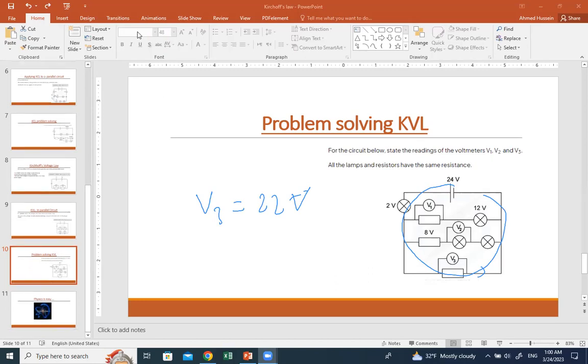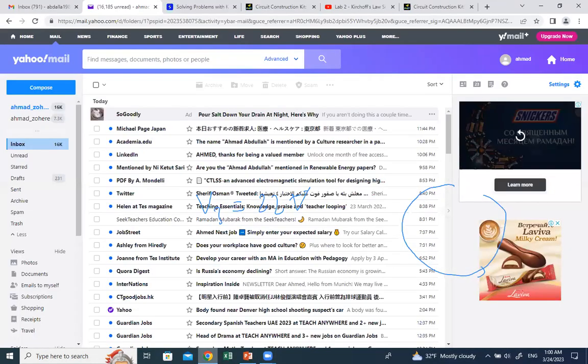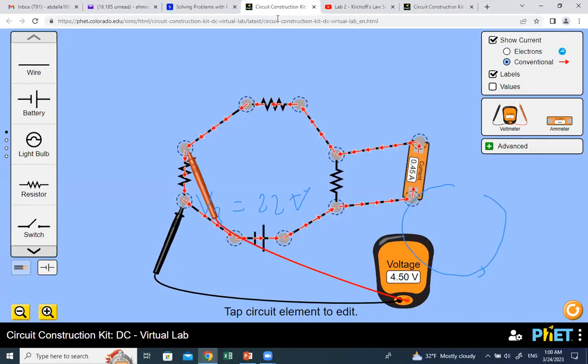Let's have a look at some simulation. The simulation is a very nice technique that we can use to represent a problem. I have 2 simulations. The first simulation is just a series circuit consisting of 3 resistors and a battery.